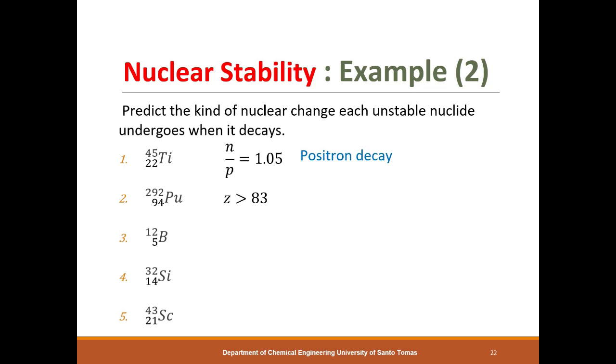For problem 3, we have boron-12. This nuclide has a neutron-to-proton ratio of 1.4, which is very high for a light element. Nuclei with high neutron-to-proton ratios decay by converting a neutron to a proton and an electron. The electron is emitted as a beta particle and the proton remains in the nucleus, causing an increase in the atomic number with no change in the mass number. Therefore, we predict that boron-12 will undergo beta decay.